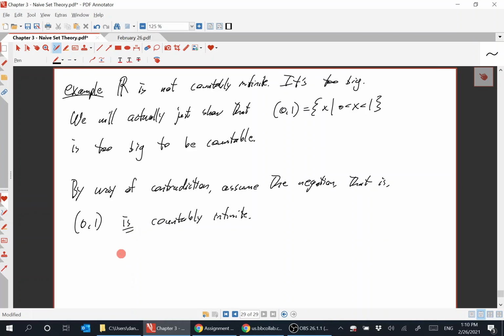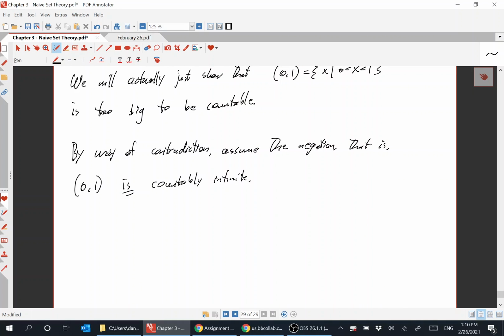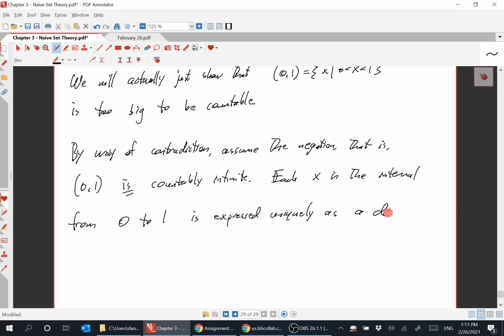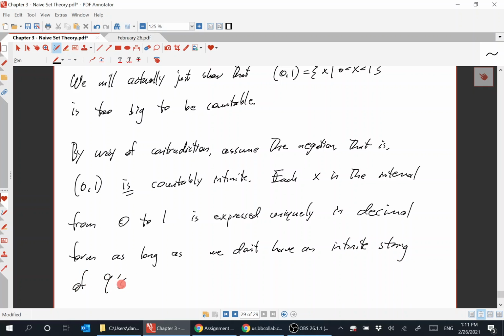Each element x in the interval from 0 to 1 is expressed uniquely in decimal form, as long as what? Does anyone know? As long as there is no infinite string of 9s repeating.